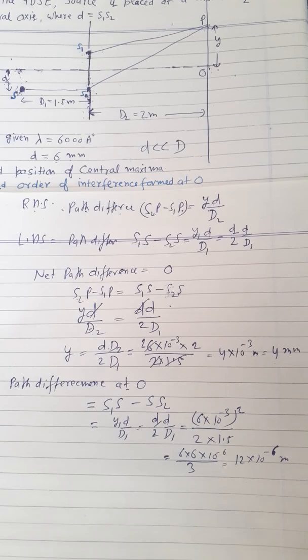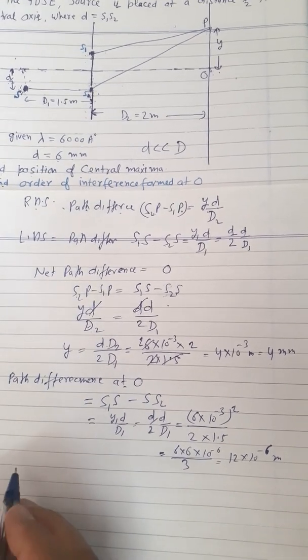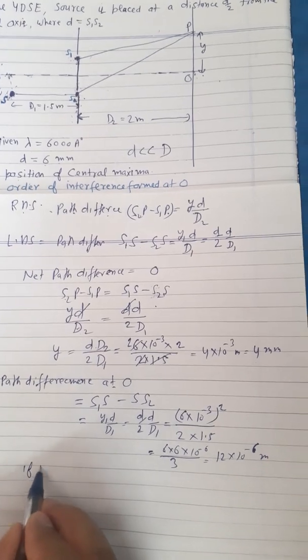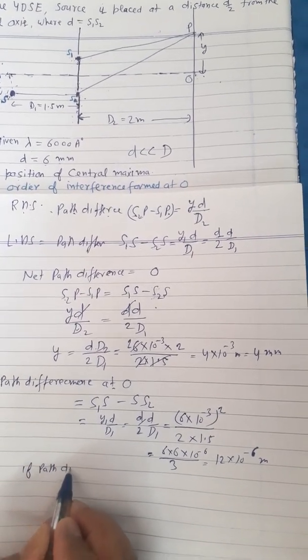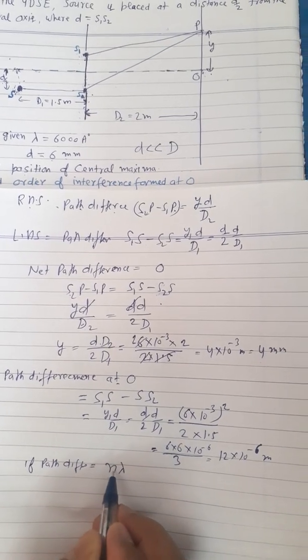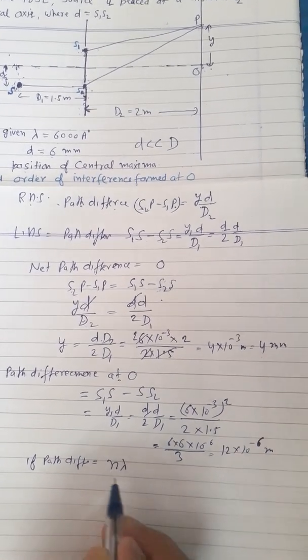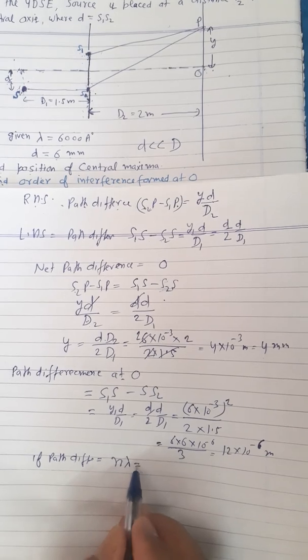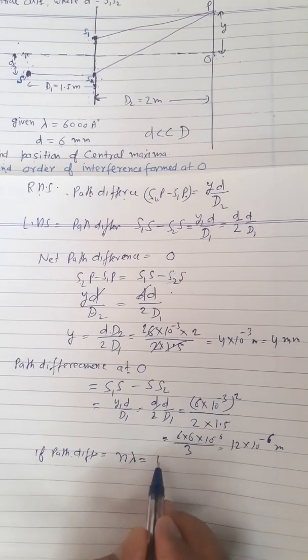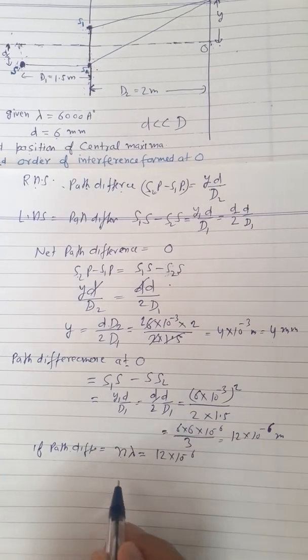So how are we finding the order? Path difference is equal to n lambda. If path difference is equal to n lambda, then this n is the order. Here n is the order. Here path difference n lambda is equal to what? 12 into 10 raised to minus 6.